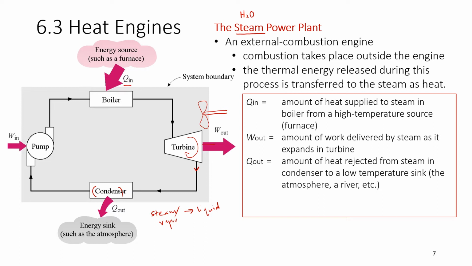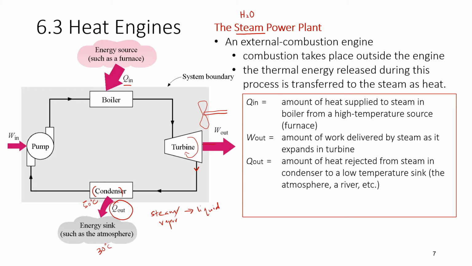How to turn vapor into liquid? You cool it down. How to cool it down? Reject heat. Remove the heat. How to remove heat? Put it in contact with something that is colder. Let's say this is 50 degrees and this is 30 degrees. Automatically, heat will be transferred. So your steam coming out from the turbine will be condensed. Q out refers to the amount of heat rejected from steam in the condenser to a low temperature sink. That sink can be anything, atmosphere or a river, etc. It doesn't matter, at least not for us now to understand this theory.